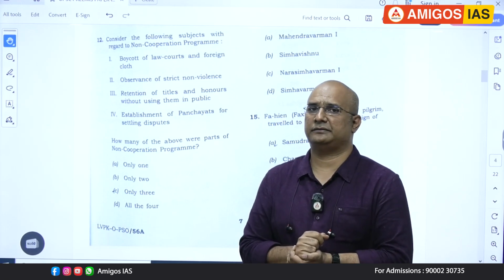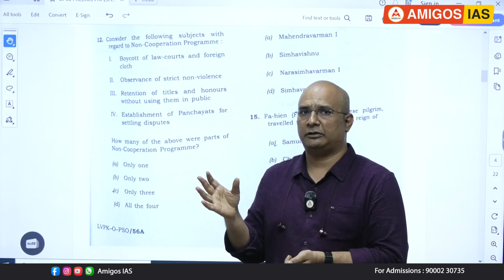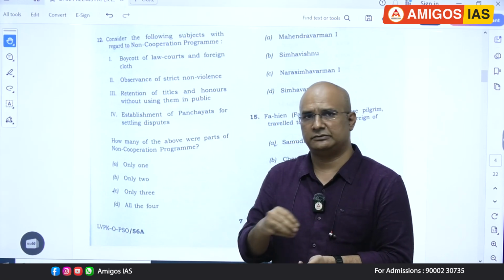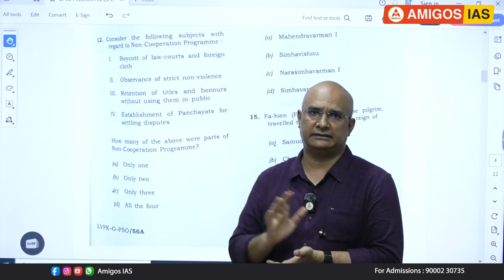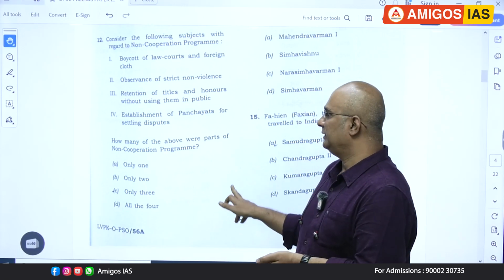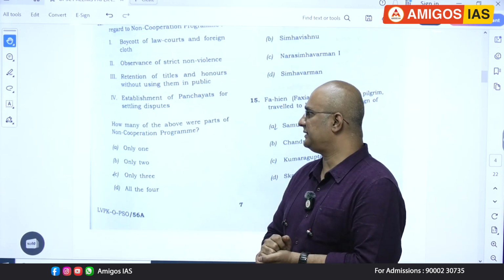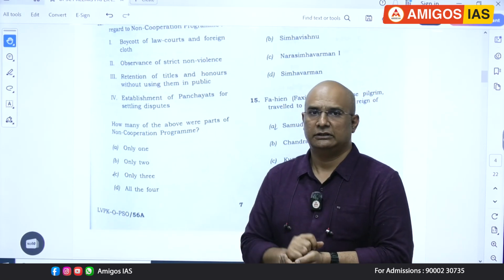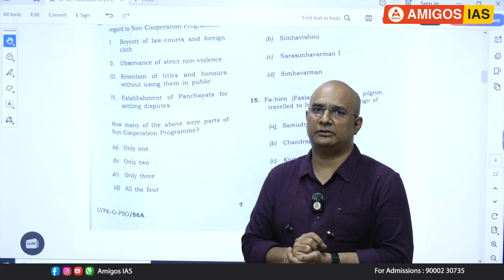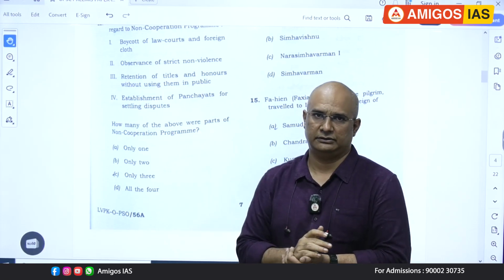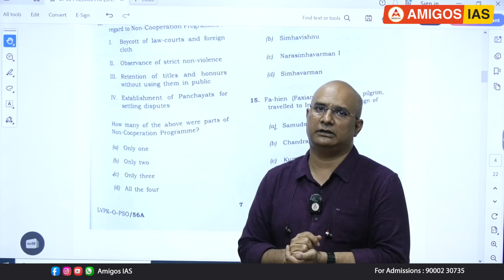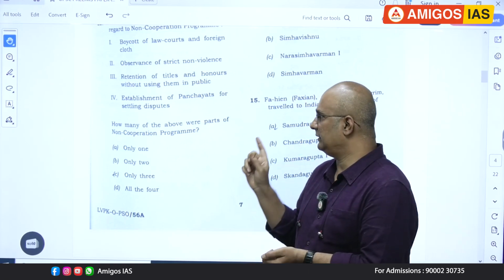Now, that was not a part of this program because if it was non-cooperating with the British, it meant even boycotting the titles as well. Okay. But then look at the fourth one, establishment of panchayats for settling disputes. Now, this was also a very important thing because when you're boycotting law courts, then you should have an alternative place where you will settle disputes, right? And that will be panchayats.